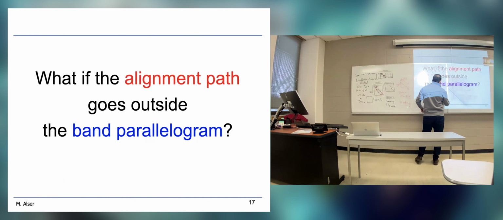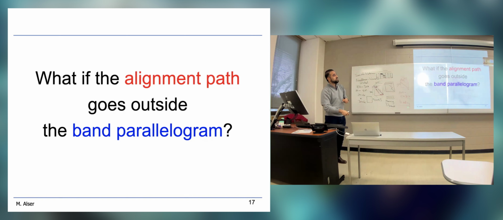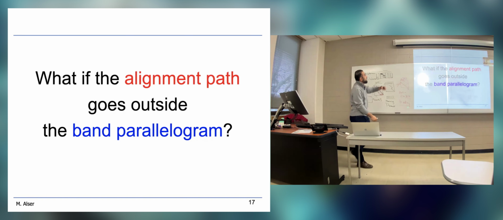Now, sorry, we need to use the whiteboard. So I might not get the slide down. I hope it's visible. Can you see the text? Good? Okay. Yeah, if we get this down, we'll have some trouble to get it back. But yeah, let's continue. Now, what if the alignment path goes outside the band parallelogram? What will happen?